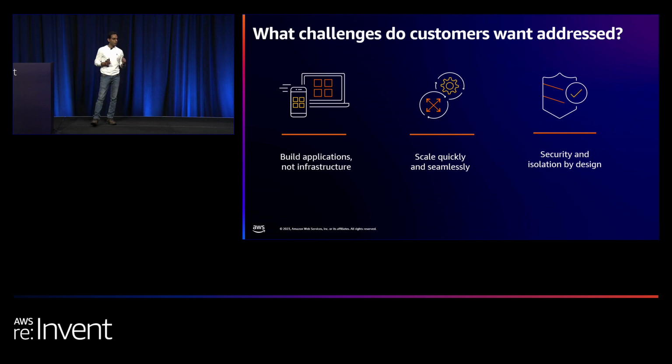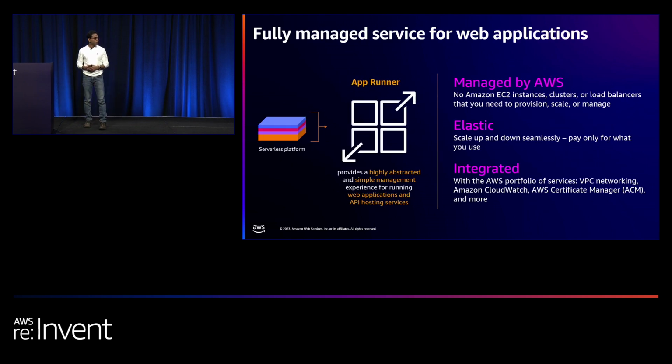And finally, the number one job of building for security. We all want to build and operate our applications in a very secure manner. And doing all these things takes a lot of work, as we saw in the previous slide. And that's why we built App Runner.